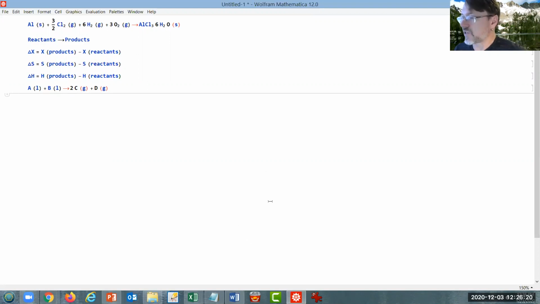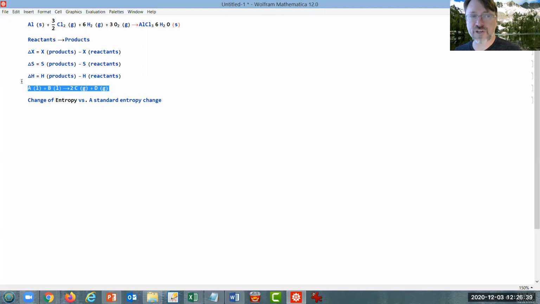Okay, so there was a question about terminology, the difference between a change of entropy versus a standard entropy change. A change of entropy is, given a reaction, what is its delta S? A standard entropy change would be a delta S for some kind of standard reaction. So you could imagine a standard reaction being a standard formation reaction, and you would have a delta S of formation for it.